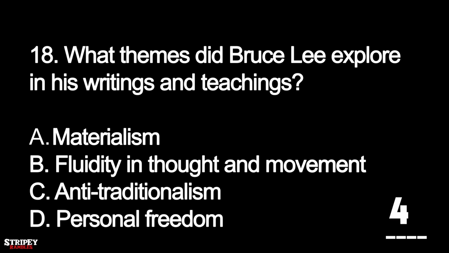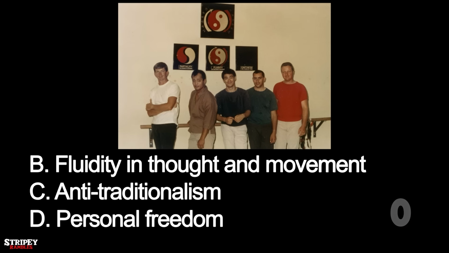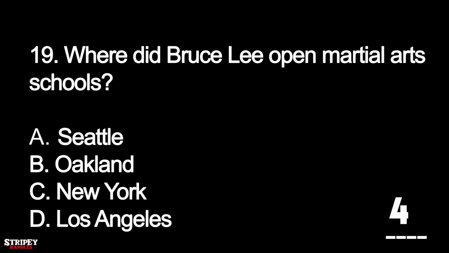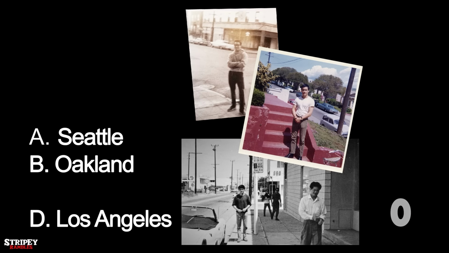Question 18. What themes did Bruce Lee explore in his writings and teachings? It wasn't materialism, of course. Although Bruce Lee did like to buy flashy cars, nice houses and smart clothes. Question 19. Where did Bruce Lee open martial arts schools? Seattle, Oakland and LA. Question number 20. What influences did Bruce Lee take from fencing?